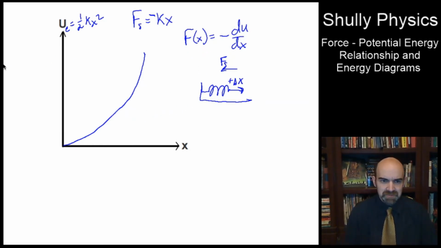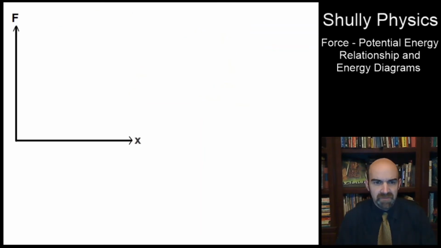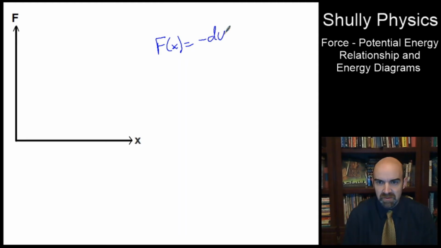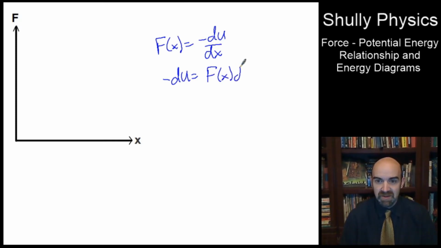Now, what if we're working with a force versus displacement graph? Is there a way to compare a force displacement graph to potential energy? Well, if we write this expression out, F of x equals negative dU/dx, let's bring it back to the form of integration. We'd have a negative dU. If I multiply both sides by dx, that would leave us with an F of x dx on this side, and we'd integrate it on both sides like this.